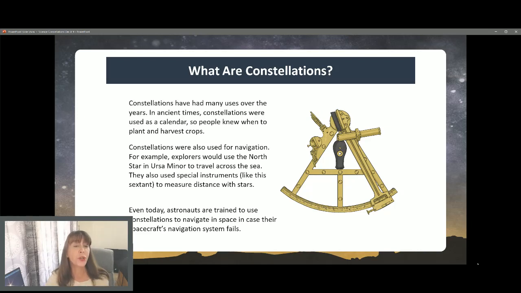Even today, the astronauts are trained to use the constellations just in case the GPS on their rocket ship fails or doesn't work. Then they know how to look for the stars and get back home.